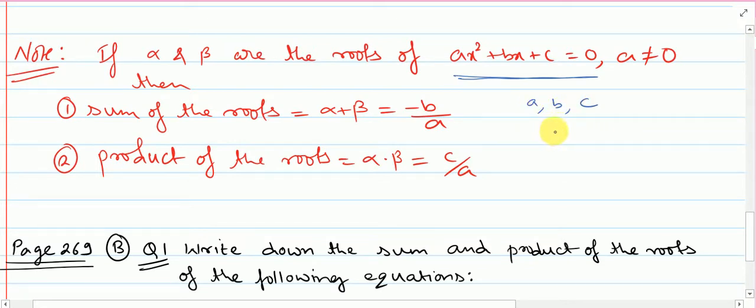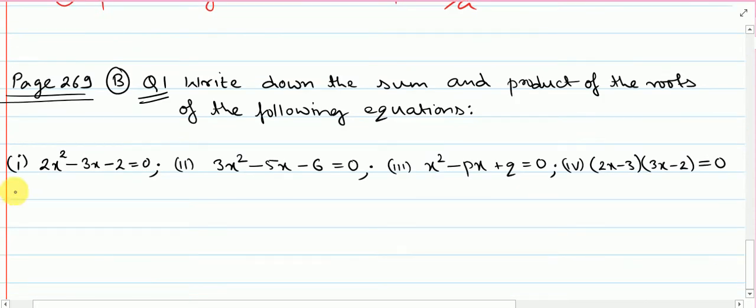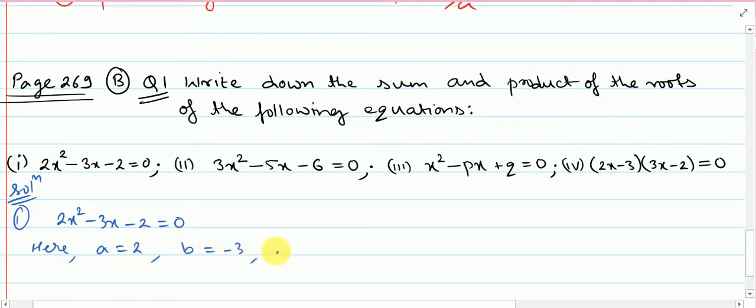If you are looking for the sum of the roots, then your answer will be minus B upon A. If you are looking for the product of the roots, then your answer will be C upon A. Okay, so let us see this. Number 1, 2x square minus 3x minus 2 equal to 0. Yes, this is a quadratic equation, and here A is equal to 2, B is equal to minus 3 and C is equal to minus 2.